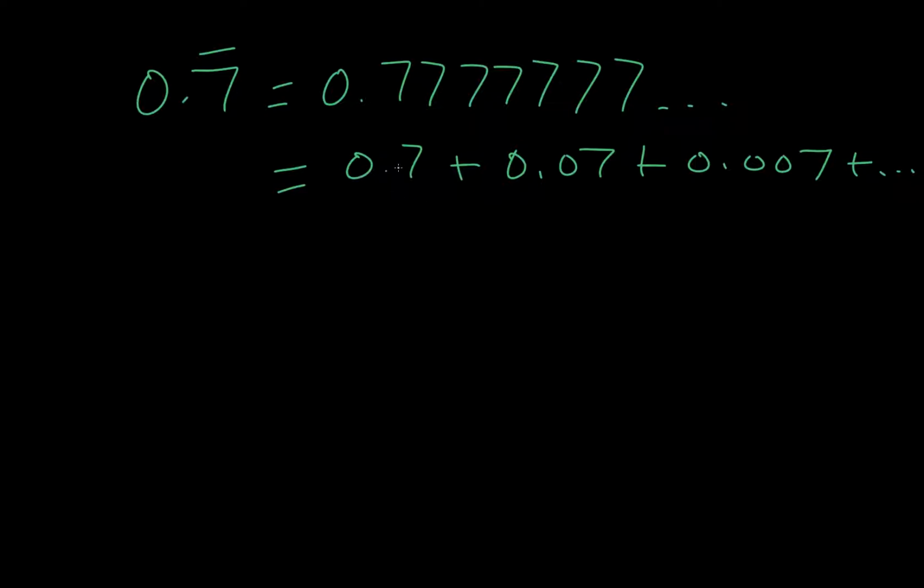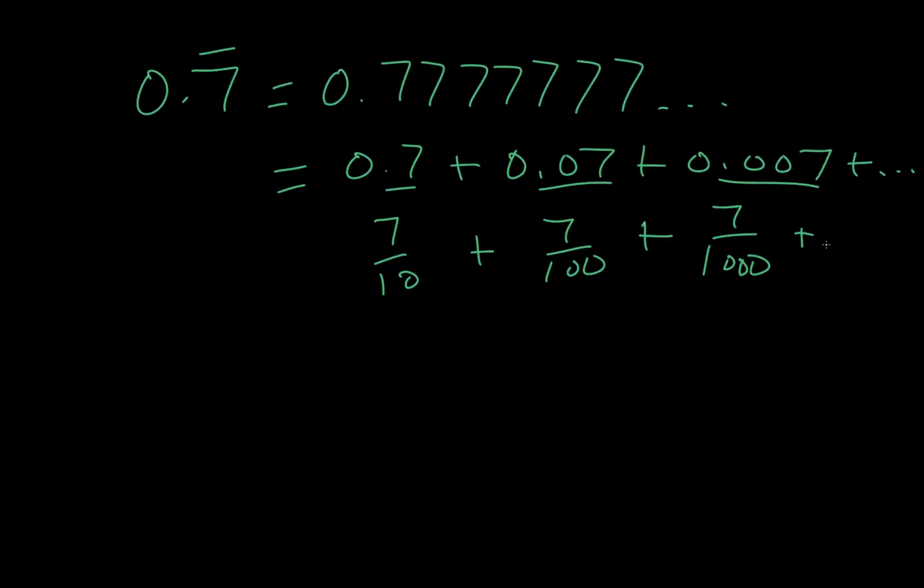Okay, now this we can write as a fraction, 7/10. This we can write as 7/100. This we can write as 7/1000. And that's actually how we pronounce these, right? So this is 7/10, 7/100, 7/1000, and so forth. Okay, so we have this going on.